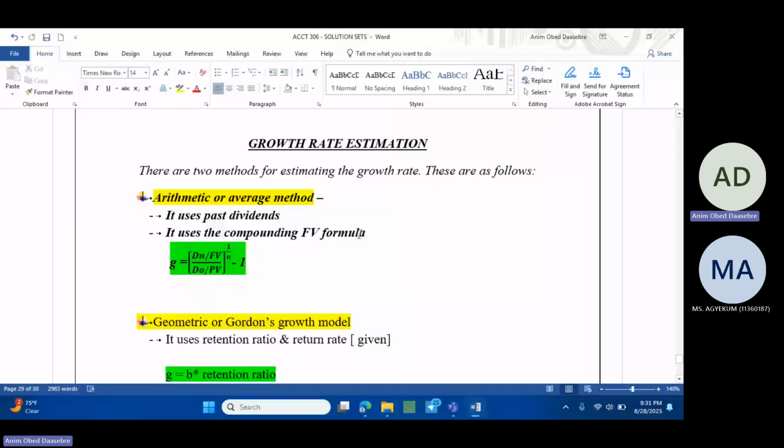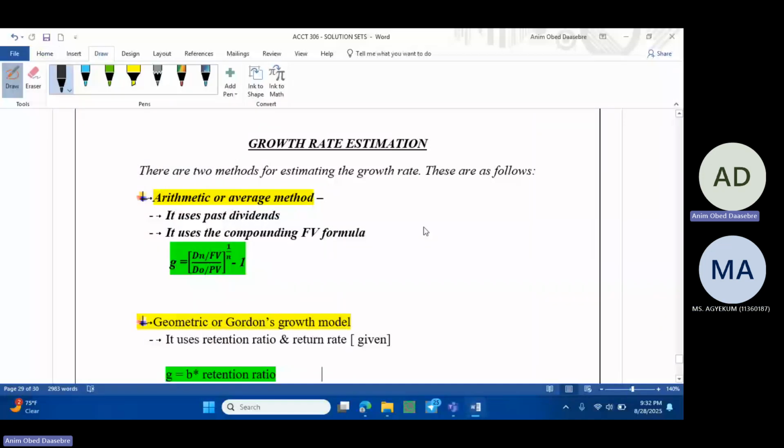Compounding future value. So the compounding future value is this. So this formula is gotten from this. So if you want to find the compounding future value.